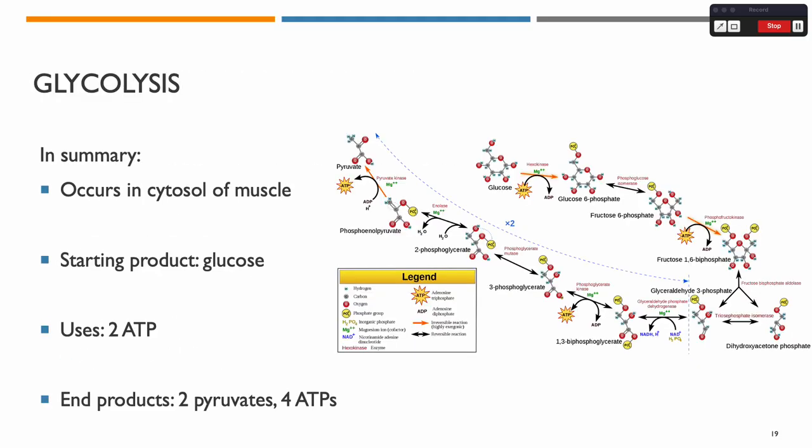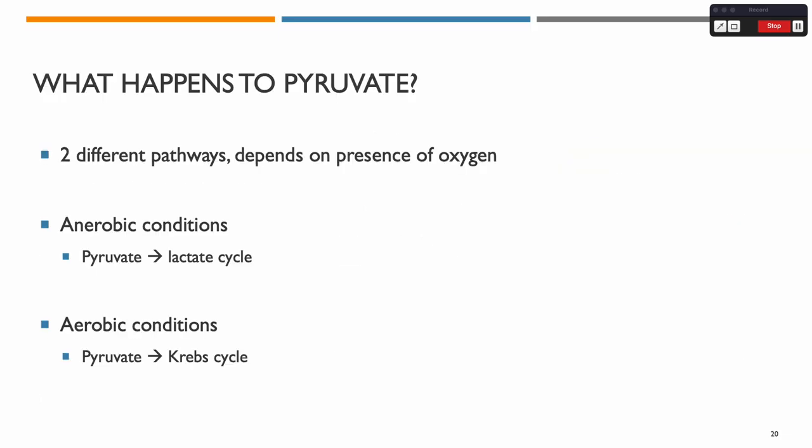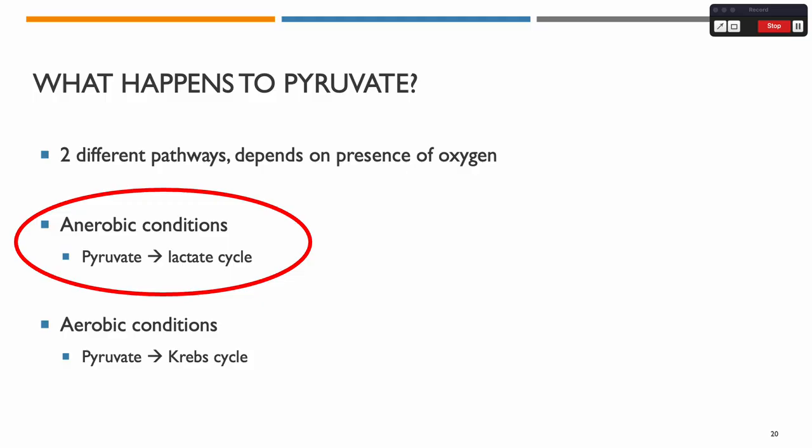So at the very end, again, we have this pyruvate. What happens to our pyruvate is very important for us to note and talk about for a little bit. Pyruvate has 2 different pathways depending on the presence of oxygen. If oxygen is not present, so we're in an anaerobic condition, the pyruvate will convert into the lactate cycle. If it's aerobic condition, pyruvate will transform into the Krebs cycle. So let's talk about the anaerobic condition first.